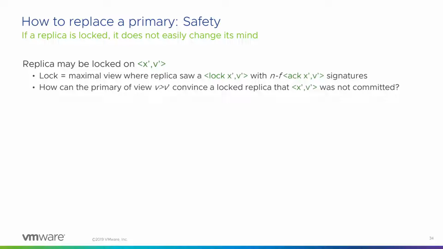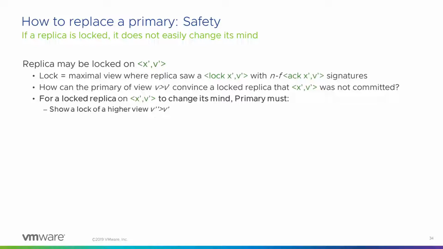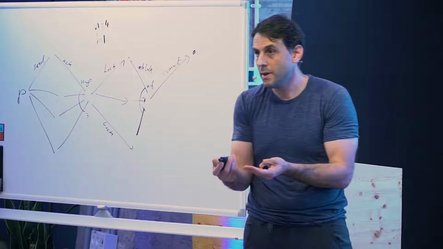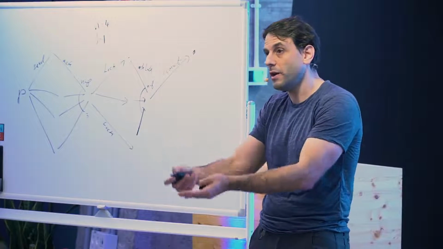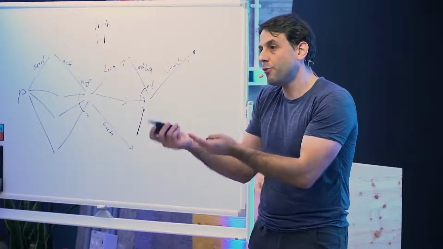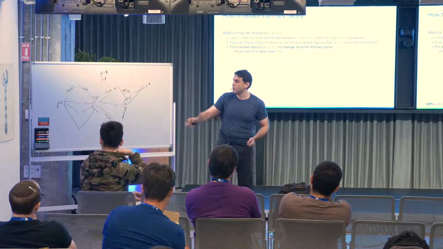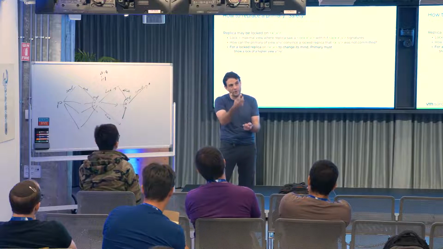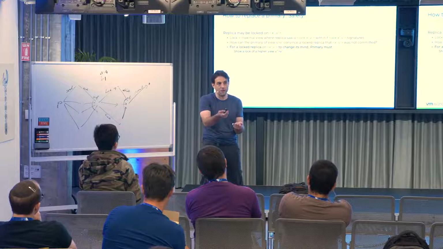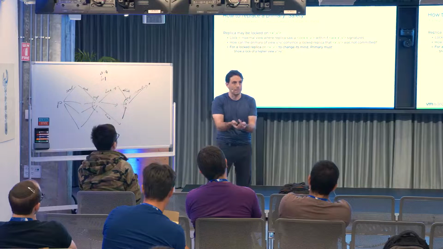And what is the way that a primary can convince a locked replica to work with a different value? Here are the two things that a primary must do in order to convince a replica to work with a value. The first is if it shows it a higher lock. So if I'm locked on view 10, and the primary says, here's a lock on a higher view, let's say view 12, this is a proof for me as a replica that there was no commit. If I'm given a lock of a different view on a different value, I know there's no commit on the view I'm locked on. That's one approach.